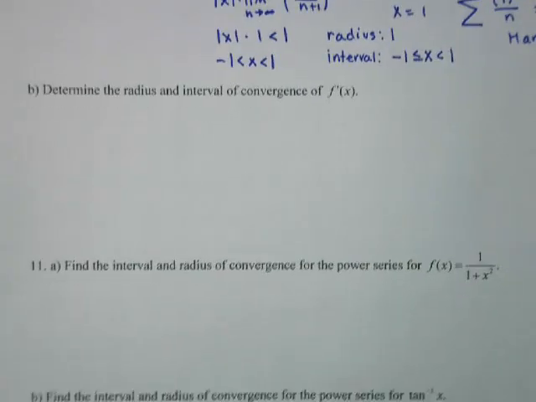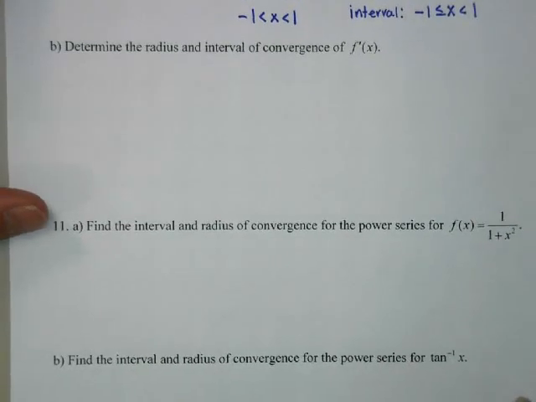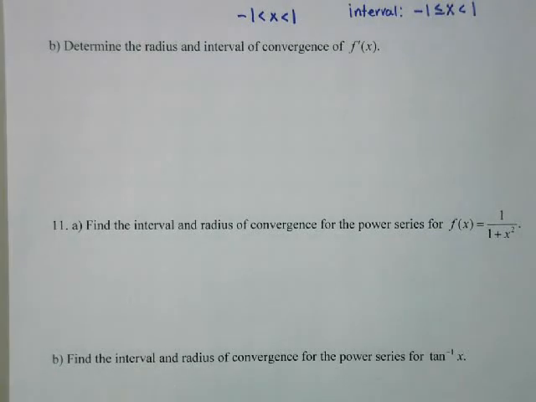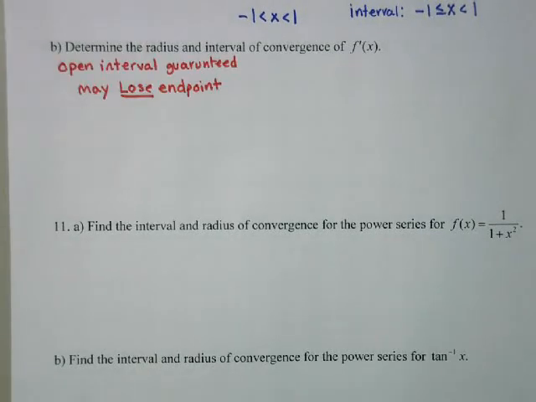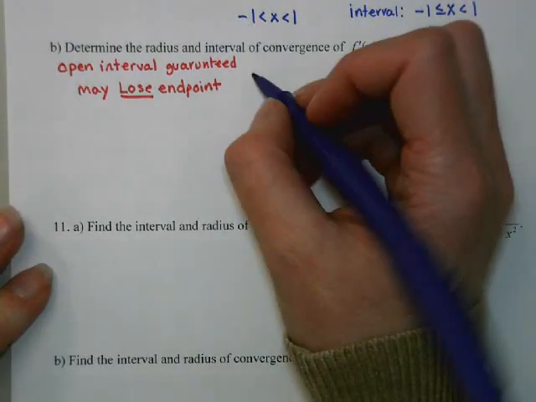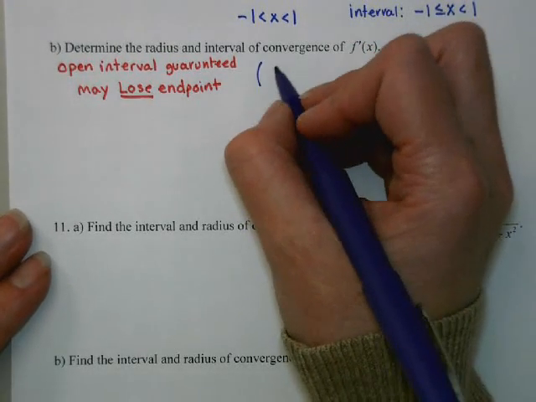Okay, this leads us to our next problem that says determine the radius and interval of convergence of f prime of x. When we're taking the derivative, the open interval is guaranteed. So negative 1 to 1 holds true. But when we take the derivative, we may lose an endpoint. So let's first take the derivative.